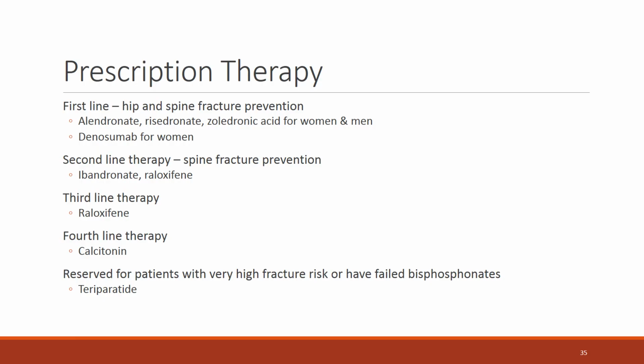Second line therapy for spine fracture prevention, maybe ibandronate and raloxifene. Third line, raloxifene. Fourth line, calcitonin. And then again, if you fail a bisphosphonate or have a very high fracture risk, very low T-score, teriparatide.